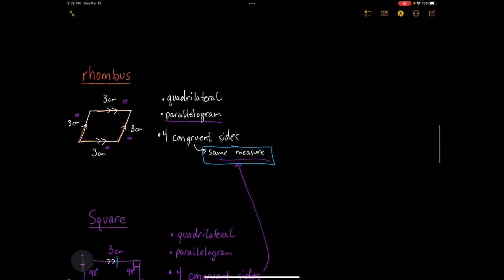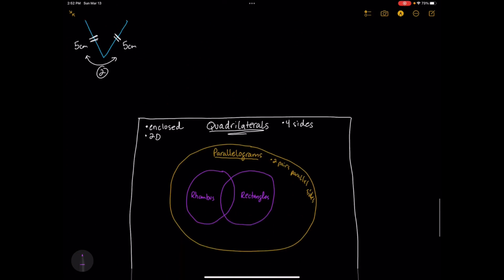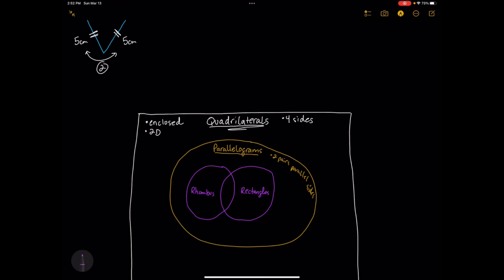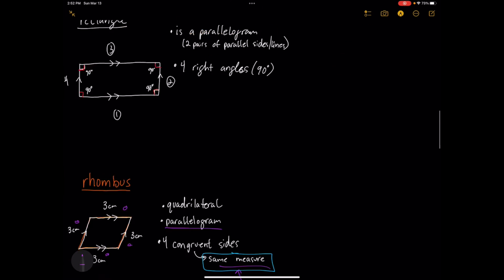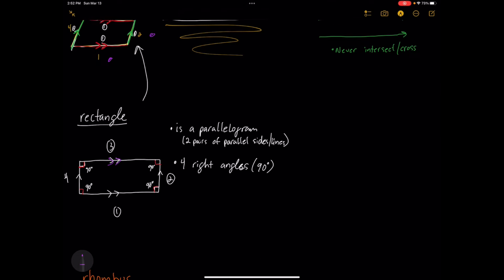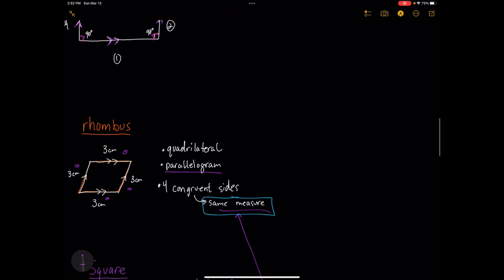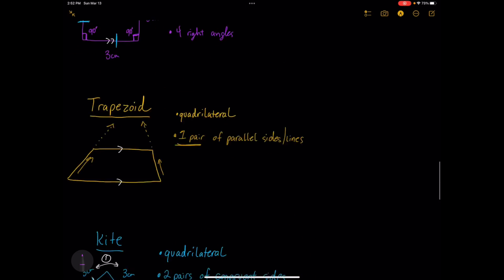Okay? All right? And then you also have a rectangle. You have a rectangle and you have the rhombus. And the rectangle up here, right? It's a parallelogram. It's got two pairs of parallel sides, just like all the other parallelograms do. Okay? But it also has four right angles. That's unique to a rectangle. Four right angles right there, okay? So we got those.